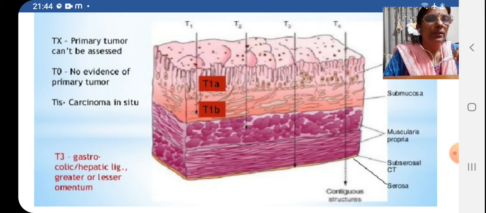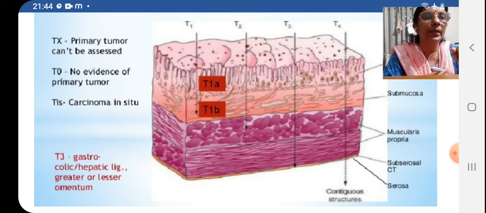So T3, so that is all about T3 is gastrocolic and hepatic ligament lesser. Okay. When this is involved, T3 means it is involved up to the serosa. So there comes the greater and the lesser omentum, and the hepatic ligament and gastrocolic ligaments are coming close to that region, very close to the serosal layer. So in T3 case, there is involvement of the greater and the lesser omentum, and the gastrocolic and the hepatoduodenal ligaments are also involved.